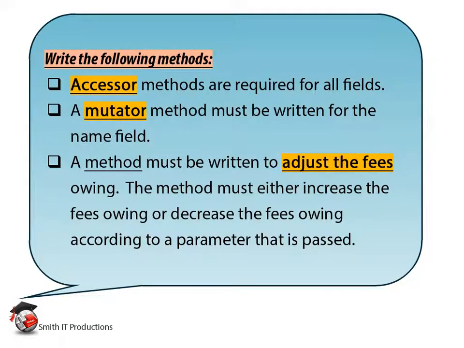Write the following methods. First, accessor methods are required for all fields. Remember, the instance variables are protected inside the class, and the only way to access them from an outside class is by creating accessor methods. A mutator method must be written for the name field. So the name field should be changed through the mutator method, and then a method must be written to adjust the fees owing. The method must either increase the fees owing or decrease the fees owing according to a parameter that is passed. That is also an example of a mutator method, because the fees is also changed by use of this method.